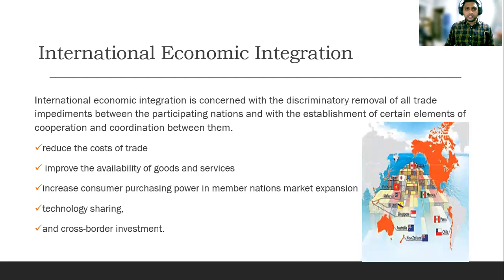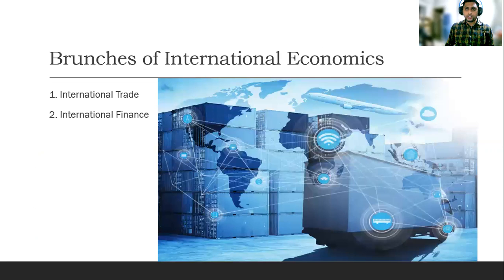International economic integration is concerned with the discriminatory removal of all trade impediments between the participating nations and with the establishment of certain elements of cooperation and coordination between them. International economic integration happens to reduce the cost of trade, to improve the availability of goods and services, to increase the consumer purchasing power in member nations' market expansion, and for technology sharing, and for cross-border investment.